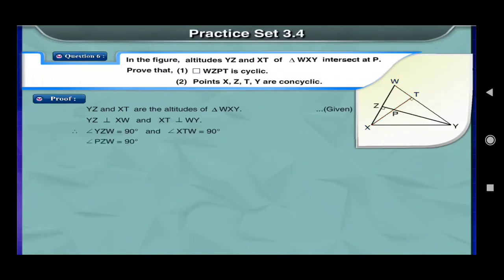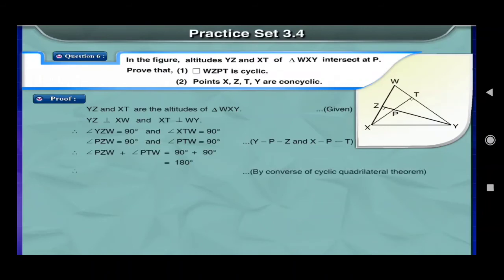That is, angle PZW is equal to 90 degrees and angle PTW is equal to 90 degrees, since P lies on YZ and XT. Therefore, angle PZW plus angle PTW is equal to 90 degrees plus 90 degrees, that is equal to 180 degrees. But these are the opposite angles of quadrilateral WZPT. Therefore, by the converse of the cyclic quadrilateral theorem, quadrilateral WZPT is a cyclic quadrilateral.